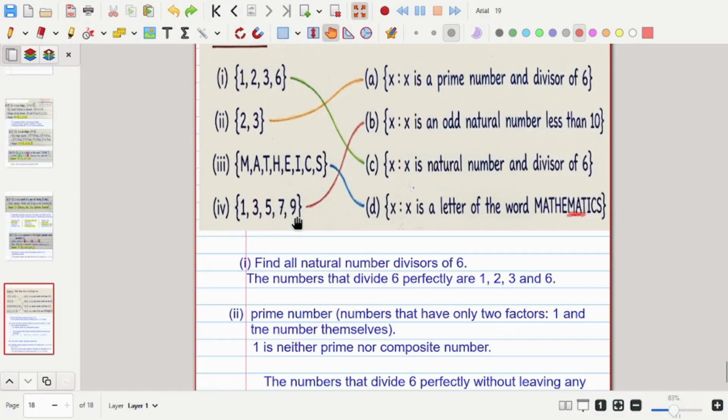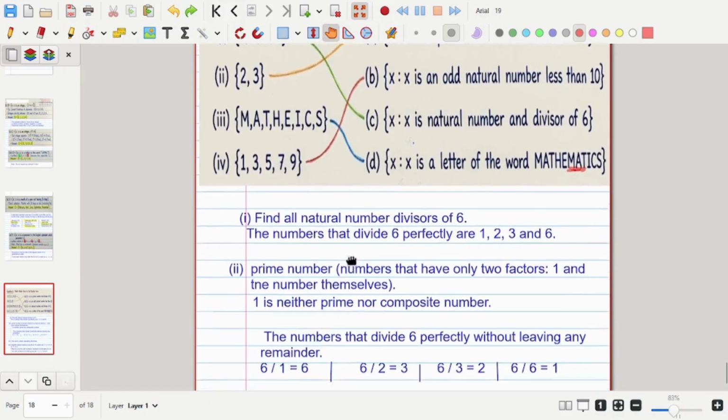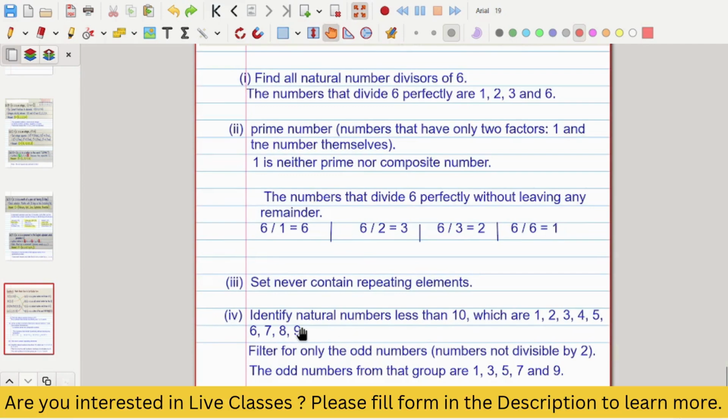1, 3, 5, 7, 9. They all are natural numbers. Identify the natural numbers less than the 10, which are 1, 2, 3, 4, 5, 6, 7, 8, and 9, and filter for only the odd numbers. Odd number means the numbers that are not divisible by the 2. The odd numbers from the group are 1, 3, 5, 7, and 9.